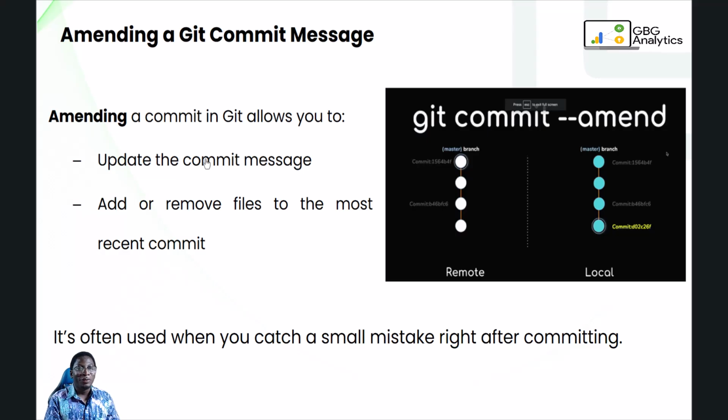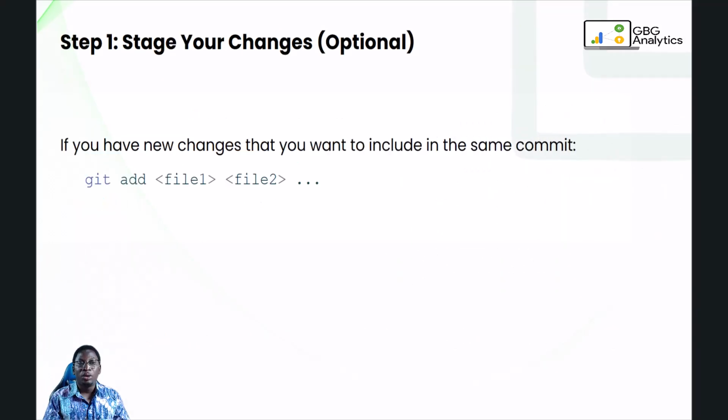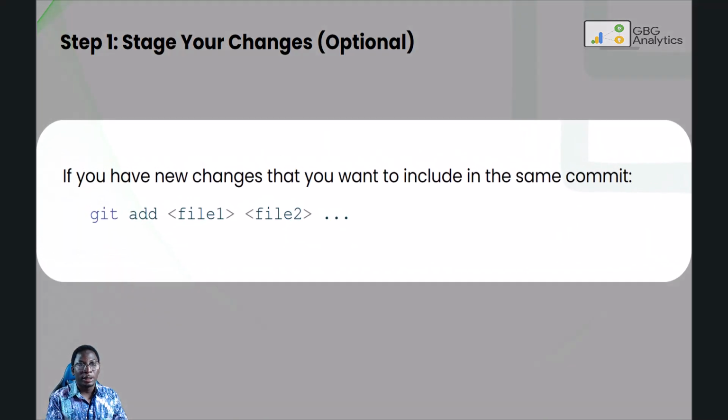Sometimes you may need to fix a commit message or add more changes to the most recent commit. Git allows you to do this easily by using the command git commit --amend. This is often used when you catch a small mistake right after the last commit. And to do that, you will follow the following steps.